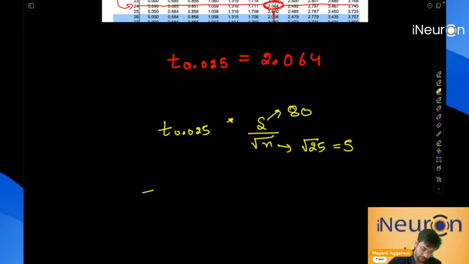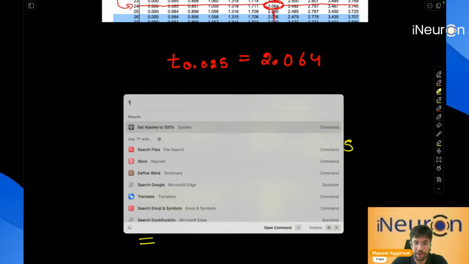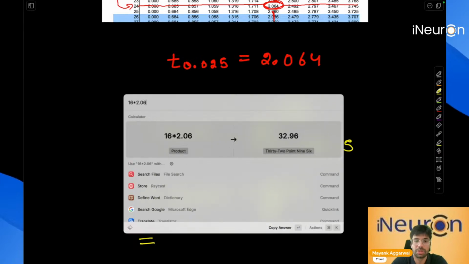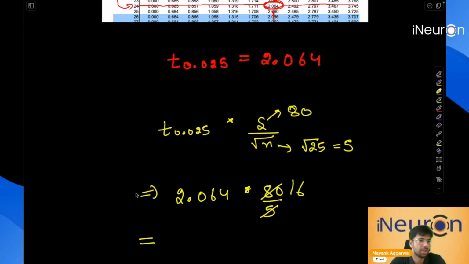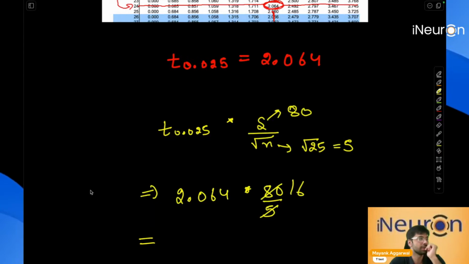Let us now calculate this. 2.064 into 80 by 5. This is going to be 16, and I can do this calculation with the help of a calculator. 16 into 2.064. It's exactly 33.024. Everyone, I hope this is clear to you as well.